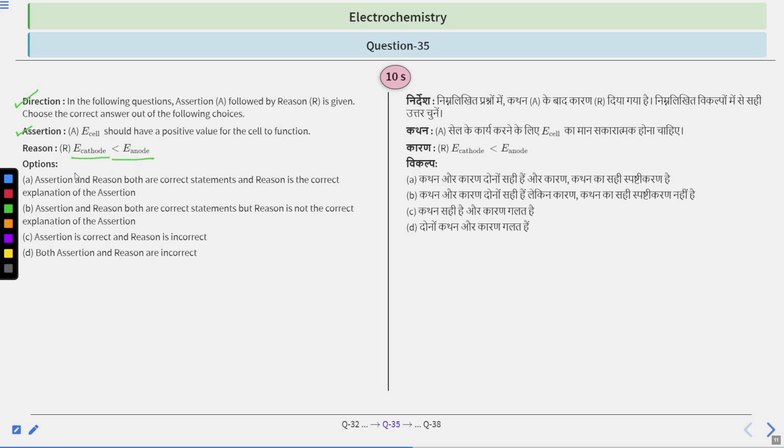Options are: assertion and reason both are correct statements, and reason is the correct explanation of assertion. Assertion and reason both are correct statements, but reason is not the correct explanation of assertion. Assertion is correct and reason is incorrect. Both assertion and reason are incorrect. So you have to choose one as per the given assertion and reason statements. You have 10 seconds to solve this question. After that, we will see the correct answer.